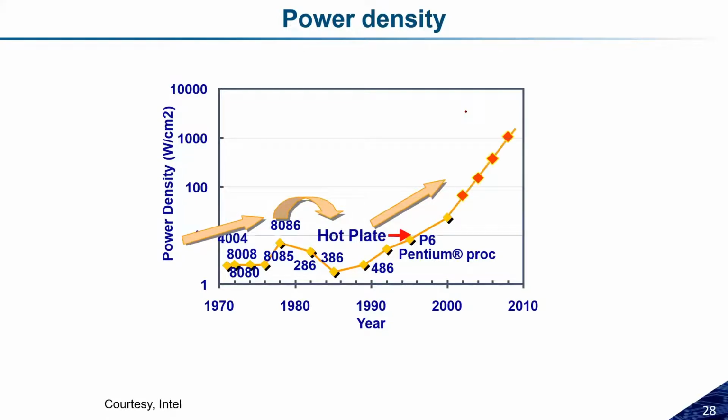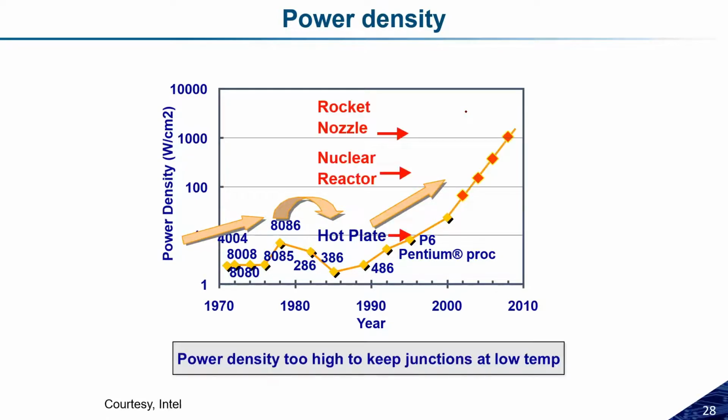This is continuously increasing. If you see the power density of some of the processors, like the P6, it is something like a hot plate, and if you further increase it, the power density is equivalent to the temperature of a rocket nozzle. So this is really a serious concern that needs to be considered.